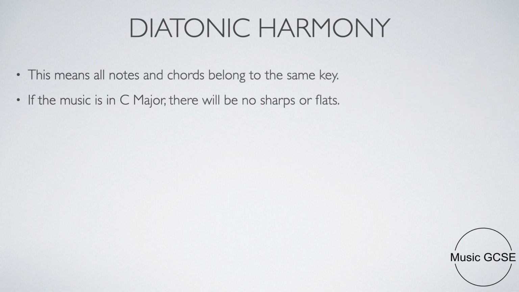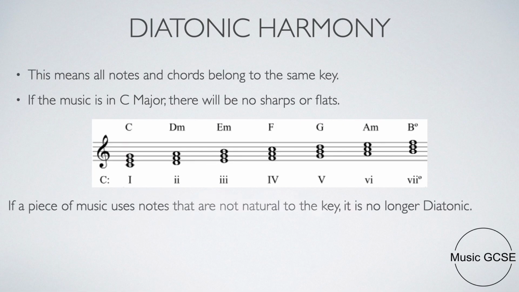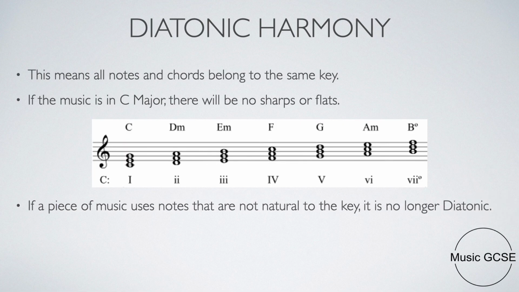So it means the melody will only use the notes C, D, E, F, G, A and B. And it means the harmony, the chords, will only use the chords C major, D minor, E minor, F major, G major, A minor and B diminished. If the music was to use any other notes or chords, for instance if the music had a D sharp in it, we have then used notes which are not natural to the key.